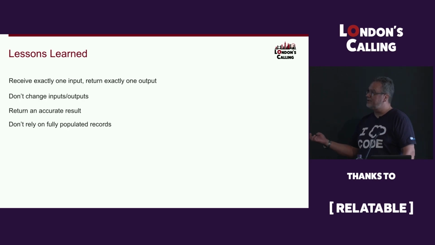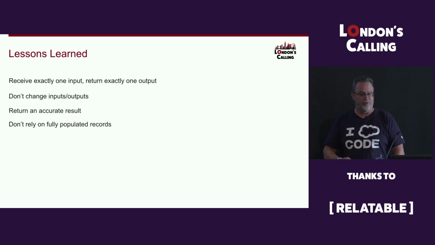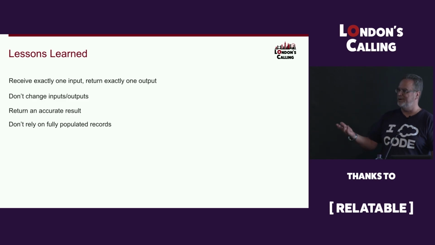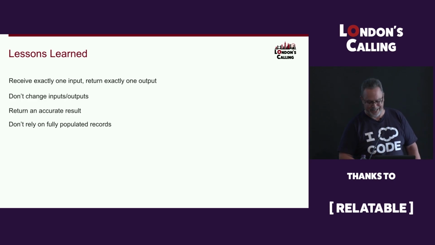Don't rely on fully populated records. When you're testing it in Prompt Builder, you will say, I want an opportunity, and I need these 3 fields, and they'll be there. And then when you use it in Copilot, you get the ID and loads of nulls. So always go and get the data you need.